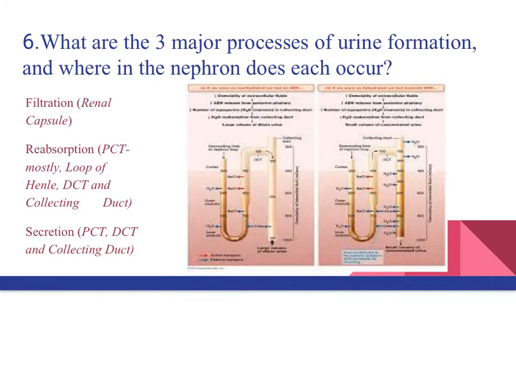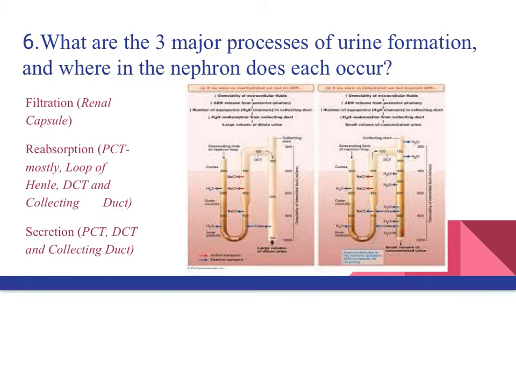You want to be able to list the stages of urine formation in the proper order, identify where the process takes place and what's happening. So filtration is happening in the renal corpuscle. That would be the glomerulus and the Bowman's capsule together. So anything that fits through the pores of the glomerulus will be filtered into the Bowman's capsule due to high force, high pressure.